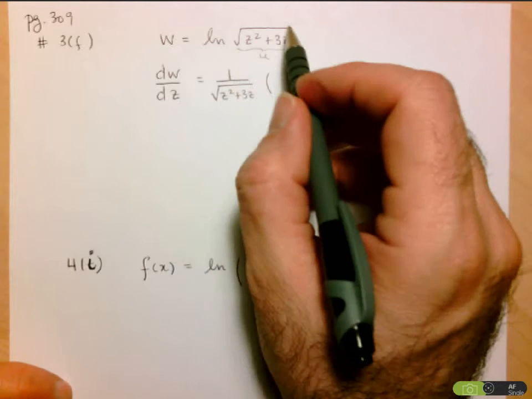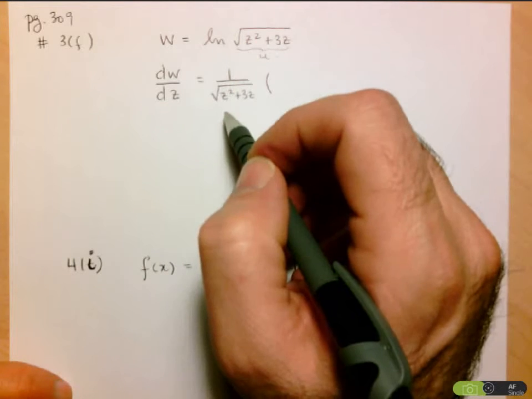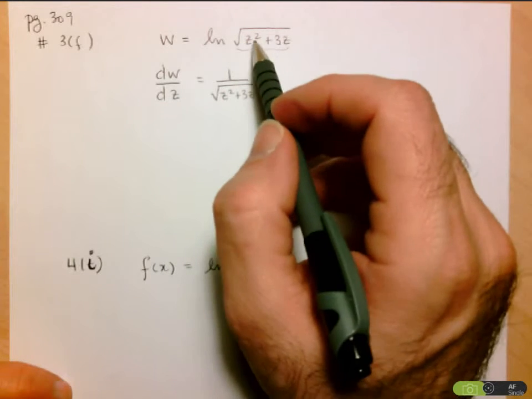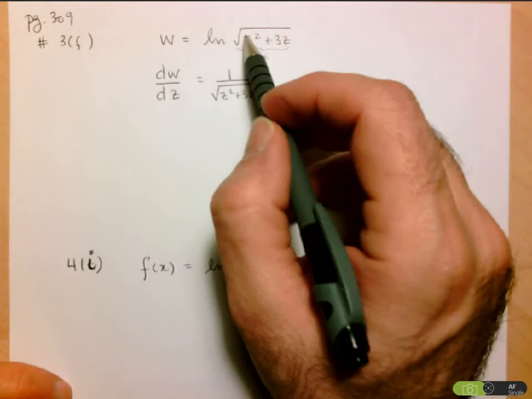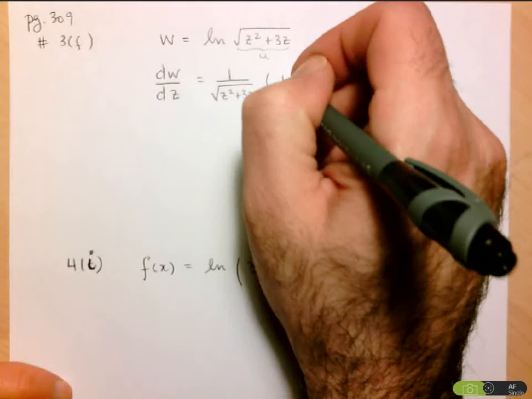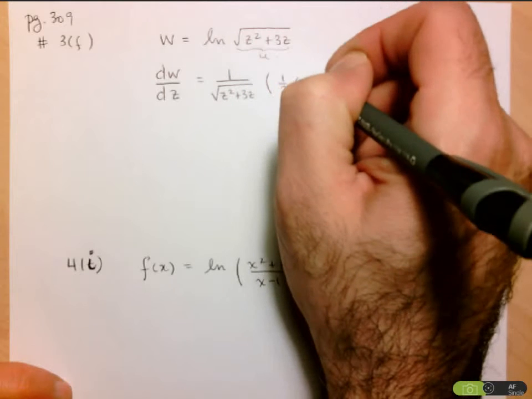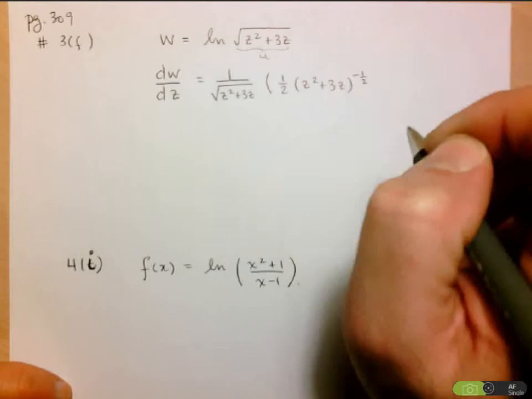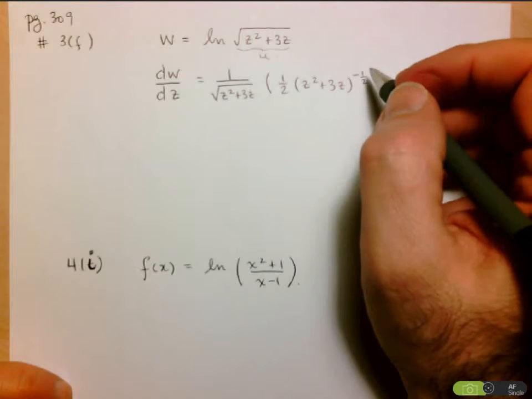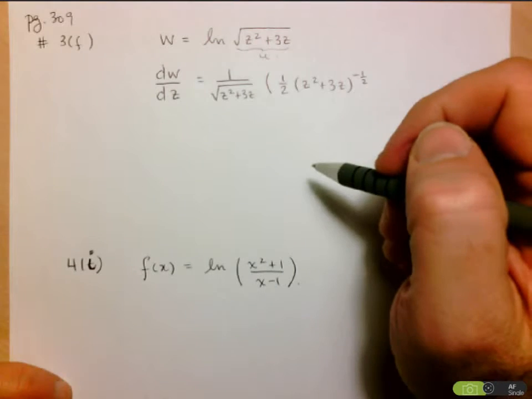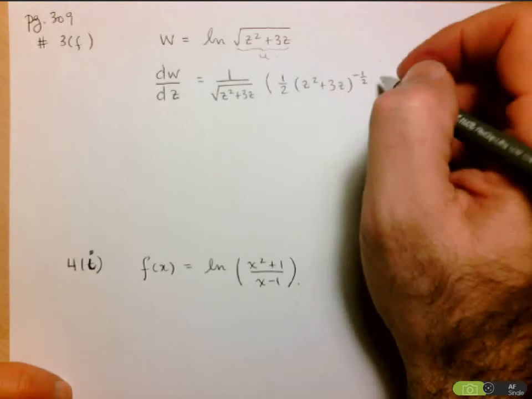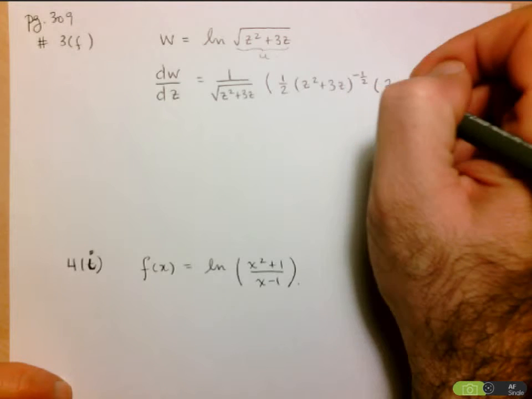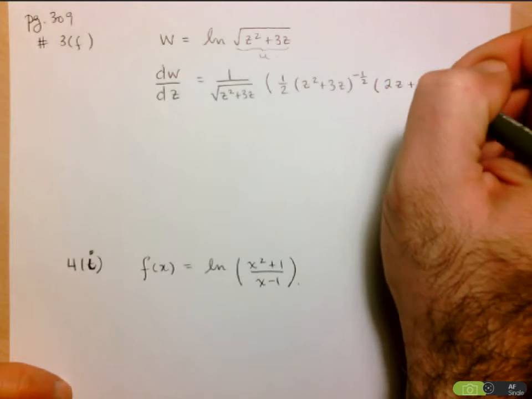That's a slightly more complicated function, so we'll again have to use the chain rule. This is like (z squared plus 3z) to the 1/2, so the derivative will be 1/2 times (z squared plus 3z) to the negative 1/2. Then we'll have to take the derivative of z squared plus 3z, so times 2z plus 3.